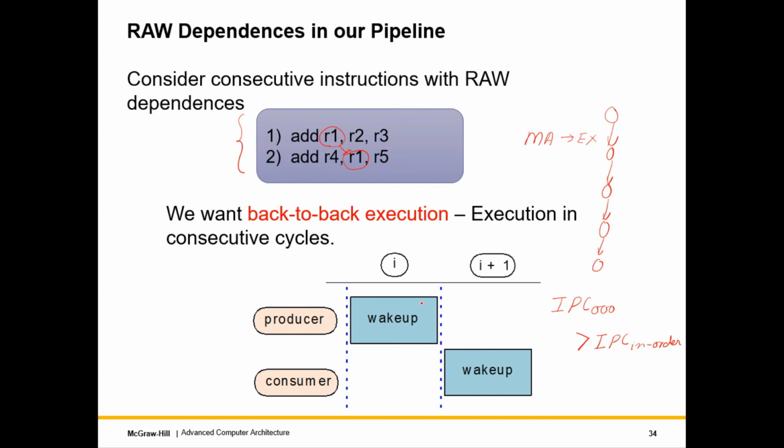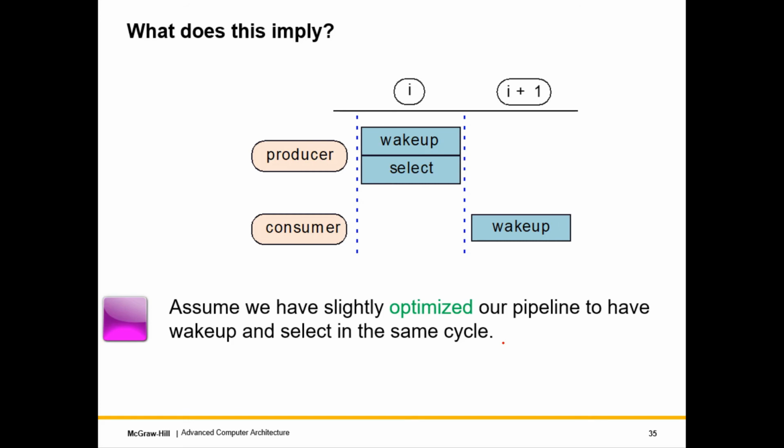And what do we need to do? Well, if the producer instruction wakes up in cycle I and proceeds to execution, the consumer instruction should also wake up in cycle I plus 1, which is the cycle just after it, such that there are no stalls in between. Because there are no stalls in between in an in-order pipeline, so the same should hold in an out-of-order pipeline as well. So, what does this imply? Well, this implies that we sort of need to design these stages very carefully.